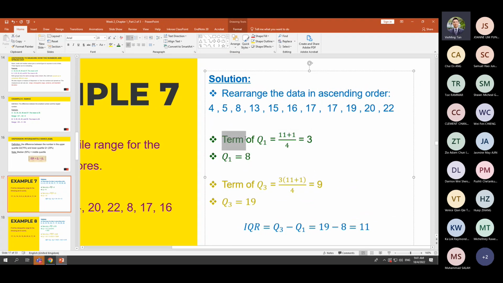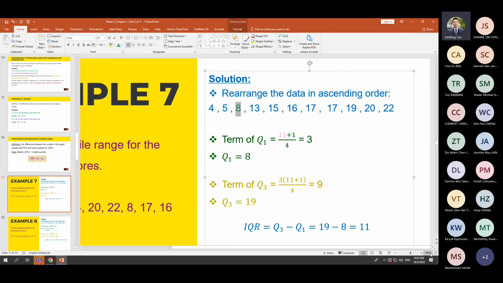We know that in order to get Q1, we need to know the location. Location at Q1 is equal to n plus 1 divided by 4. For this question, there are 11 data, so substitute 11 here. 1 is the constant number. 4 is because we want to get the Q1 value now, so divided by 4. 11 plus 1 is 12. 12 divided by 4 is exactly 3. So the third term, it's this one. The third term value is equal to 8.